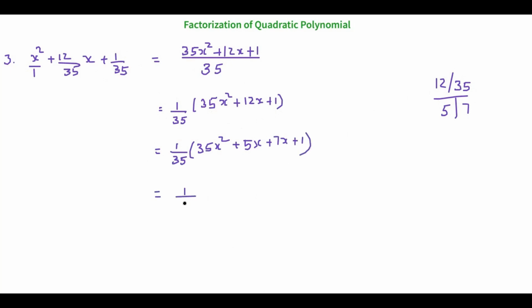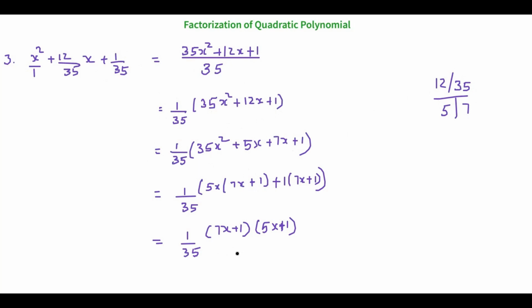Now let's take the common numbers. What is common in these two? We have 5x common. So the remaining is 35 divided by 5, which is 7x plus 1, since the 5x has come out. Then we have nothing. And then the other steps were the same.